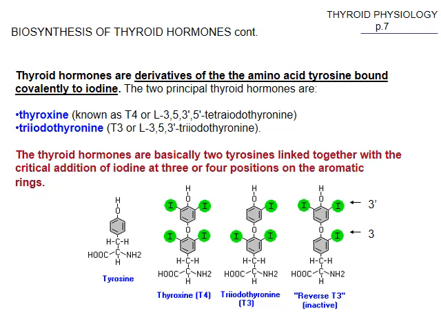While a common name for T3 is triiodothyronine, the chemical name is L-3,5,3'-triiodothyronine. When you look at these thyroid hormones, they're basically two tyrosine residues linked together, but the critical point is that those tyrosine residues have been iodinated.